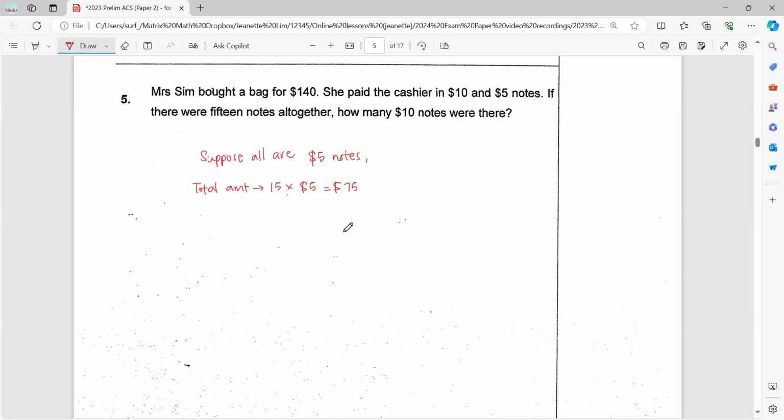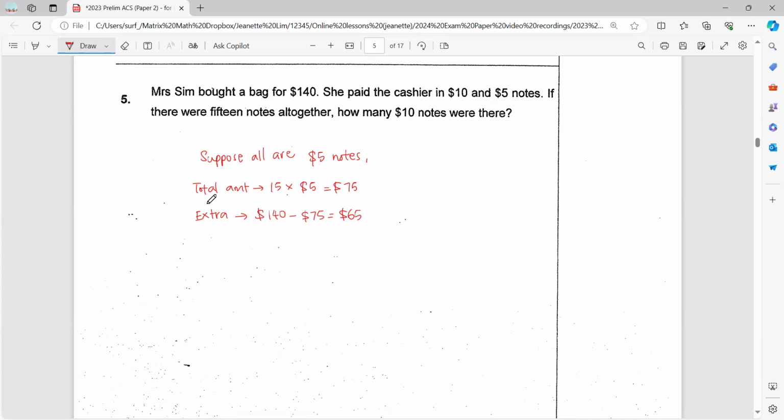What we have here is definitely not enough. So the extra that I will need will be the difference of 140 and 75, which is $65. Now, because if I assume all of them are $5 notes, I only get $75, right? But the amount that she needs is 140. So I need extra $65. So I'm sure that not all the notes are $5 notes.